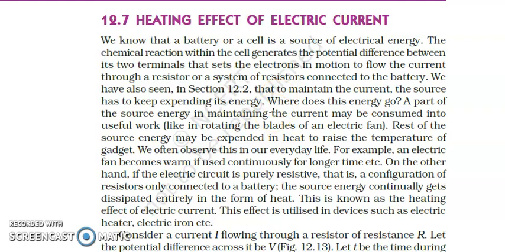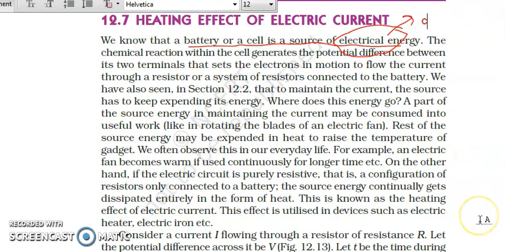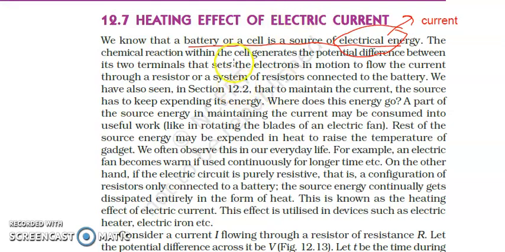We know that the battery or a cell is the source of electrical energy. This means battery or cell gives us the electrical energy. Electrical energy means a sort of current. So we get the current from the battery, and that is why we call the battery a source of electrical energy. The chemical reaction within the cell generates the potential difference between the two terminals.